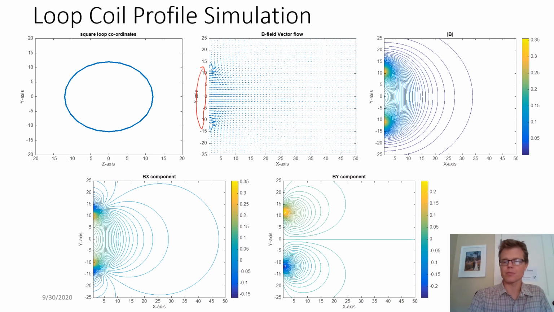And then the other three plots are simply showing various components of that magnetic field vector. So showing the total magnitude of the magnetic field here, getting smaller and smaller as we get away from the coil, and being larger right next to the wires, and then splitting out both the X and the Y component of this magnetic field as well.